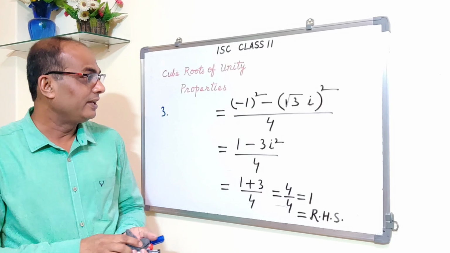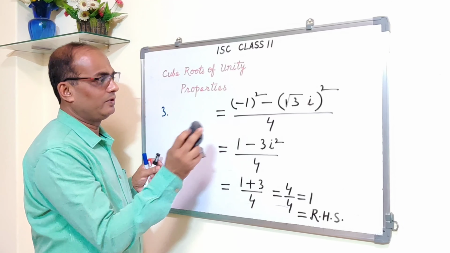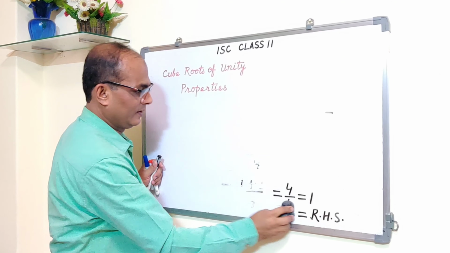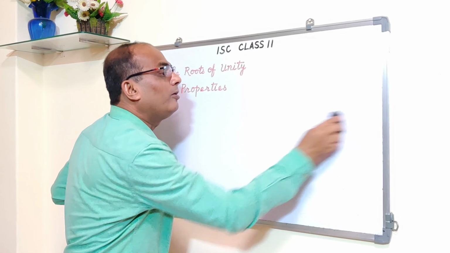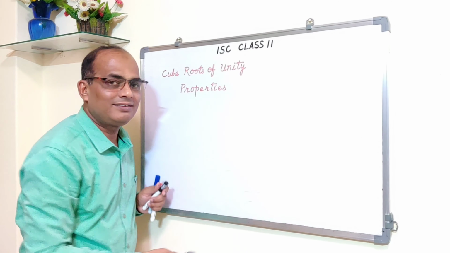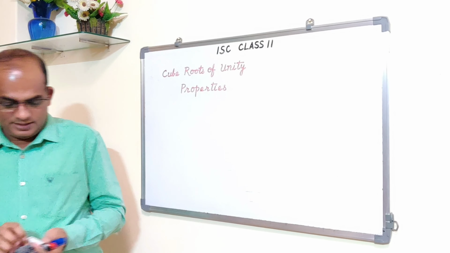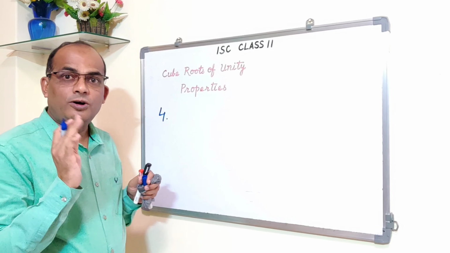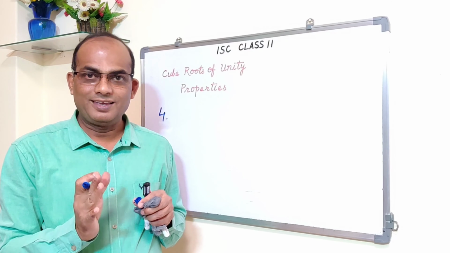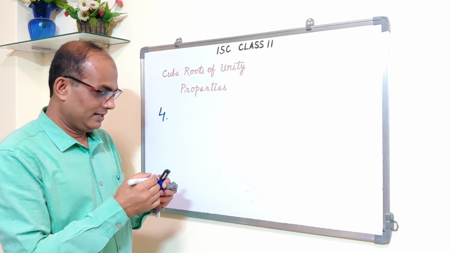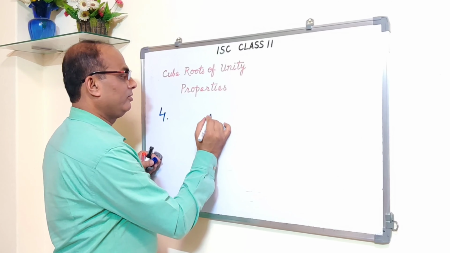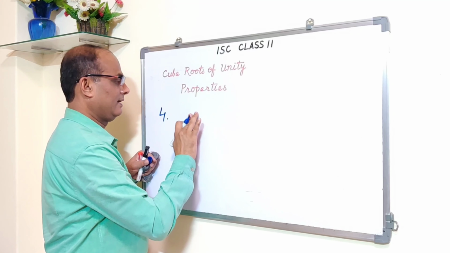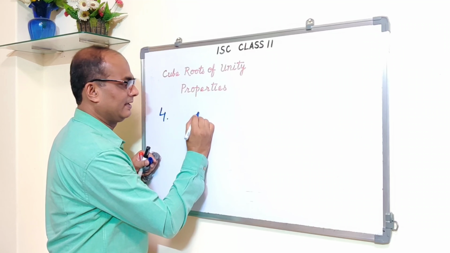Now the fourth property is: each complex cube root of unity is the reciprocal of the other. Each complex cube root of unity, fourth property. Each complex cube root of unity is the reciprocal of the other. Alright. Now, the two complex cube roots of unity, we can write down like that.